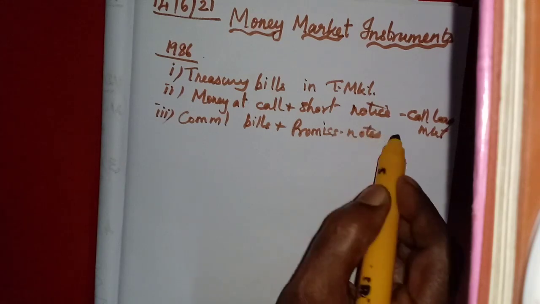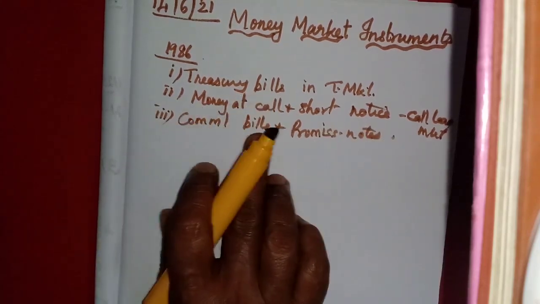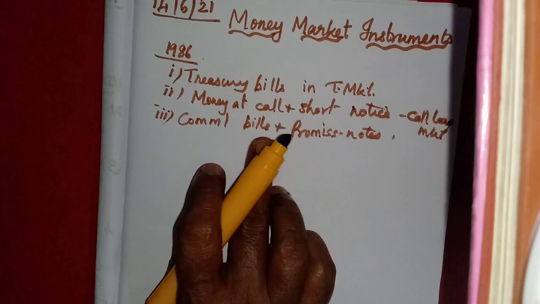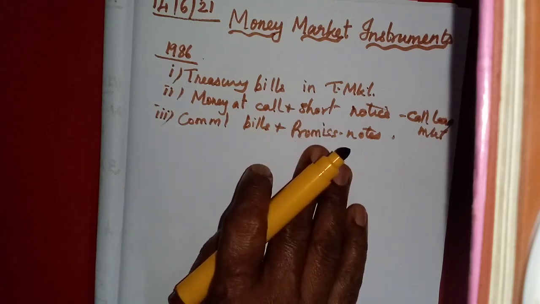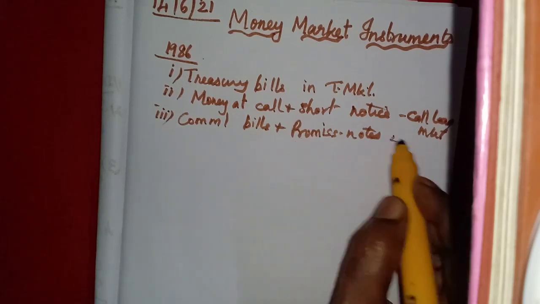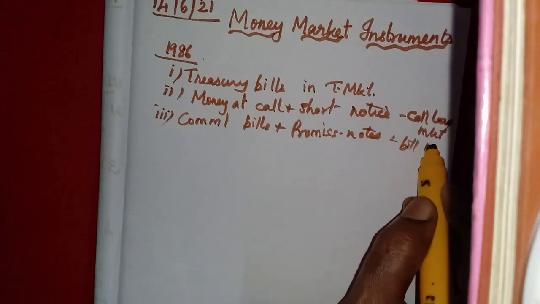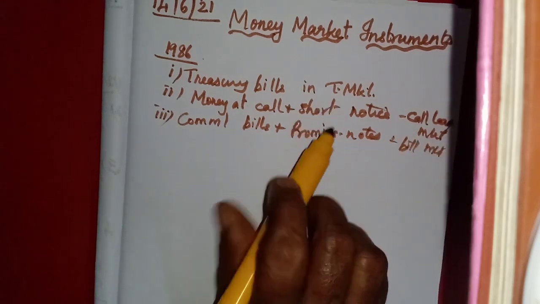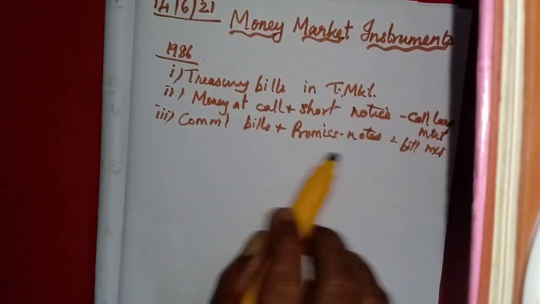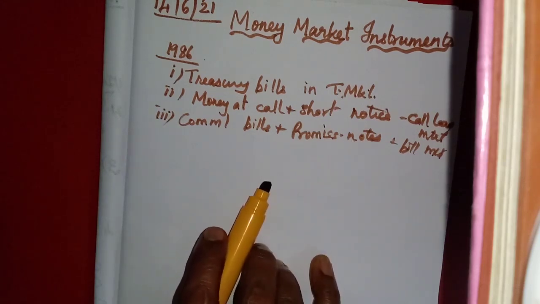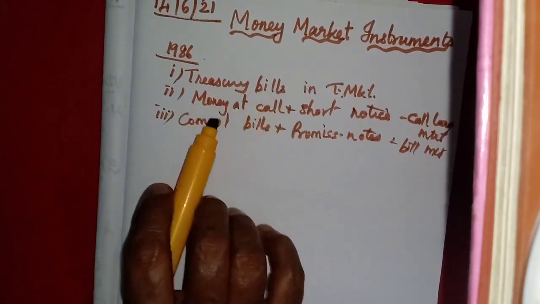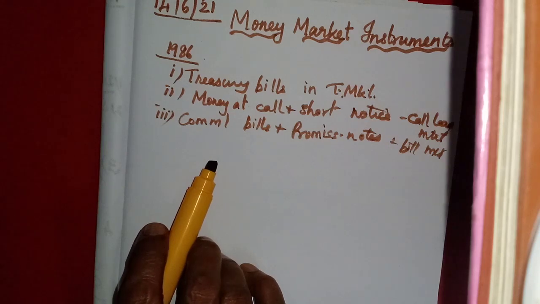Only three kinds of instruments: treasury bills, then money at call and short notice, commercial bills and promissory notes. This one is in the bill market. So one treasury market, call loan market, bill market. In three markets, three types of money market instruments are available.